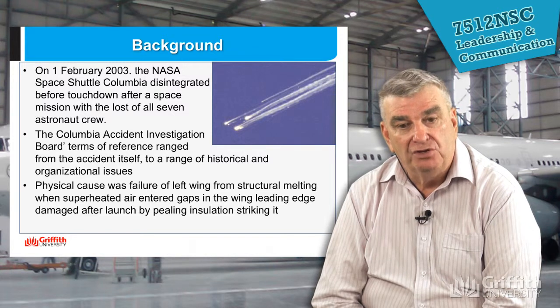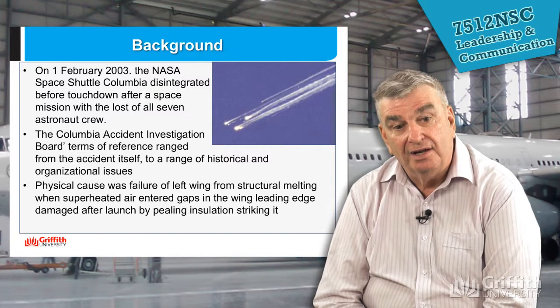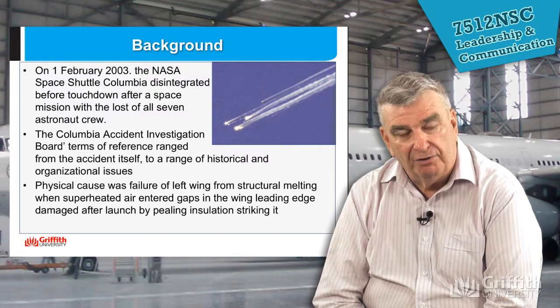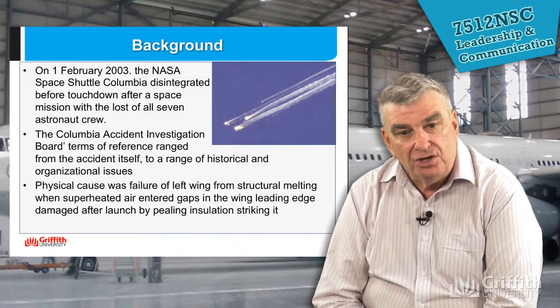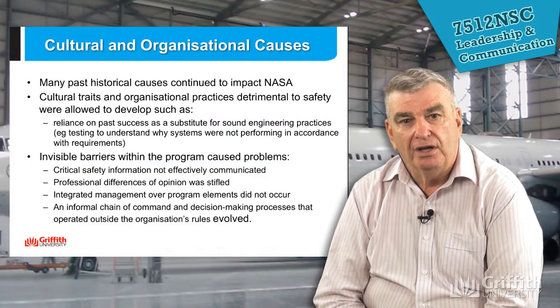insulation coming off that big central tank and striking the leading edge of the wing, allowing superheated air in, which melted the spar and caused the failure of the wing. It was leadership that really caused the problem. And we'll be going into that.